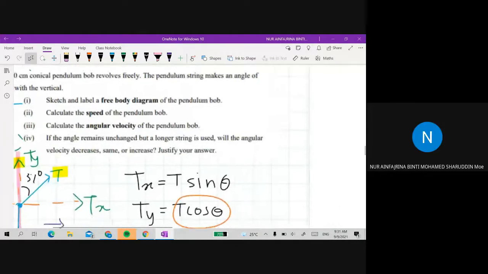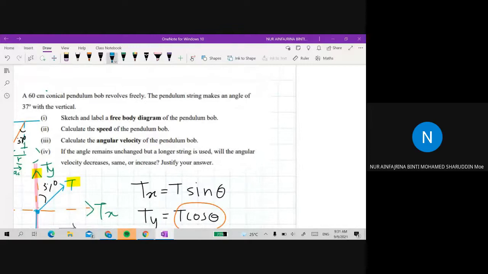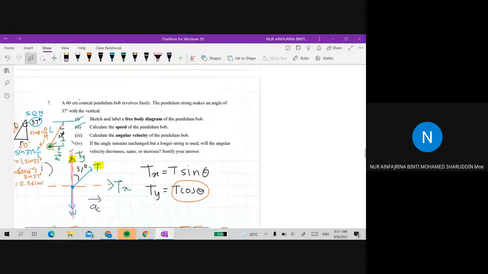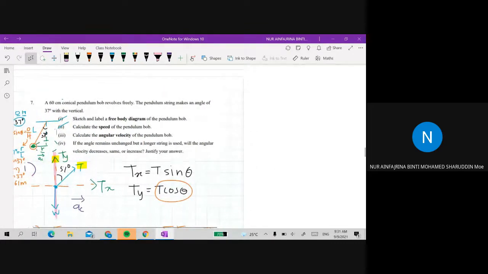Proceed. Okay, next one. We are done with number 1 and number 2. Calculate the angular velocity of the pendulum bob. How are you going to do this question? Macam mana kita nak calculate angular velocity of the pendulum bob? Anyone? V equals to R omega. Very good. So basic formula, right? V equals to R omega.